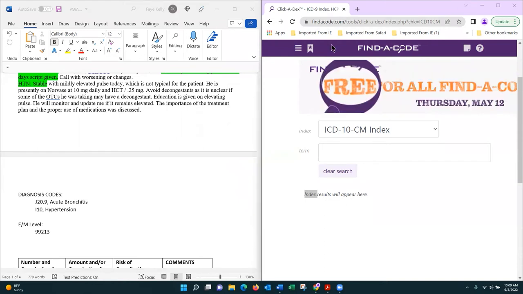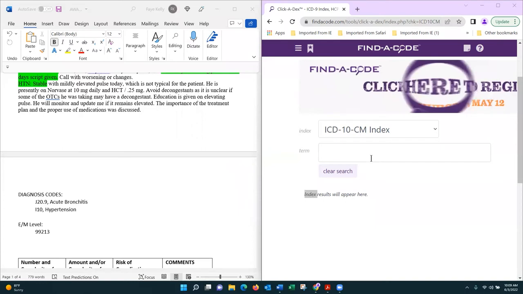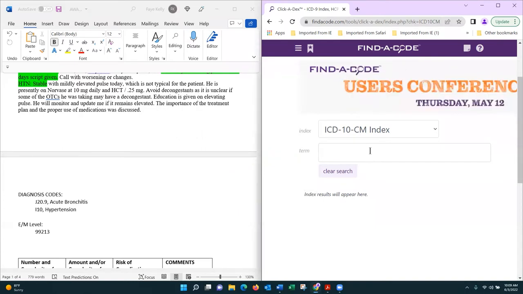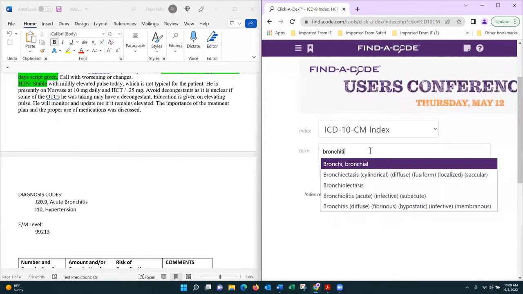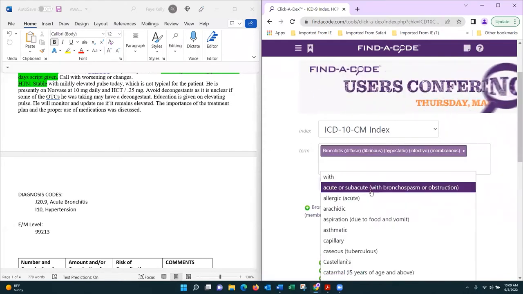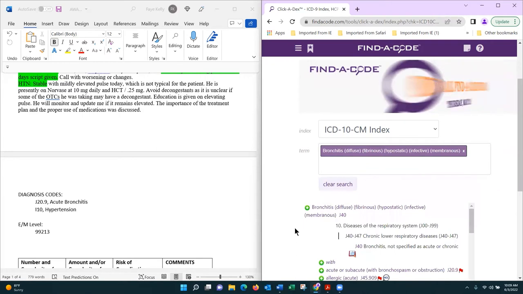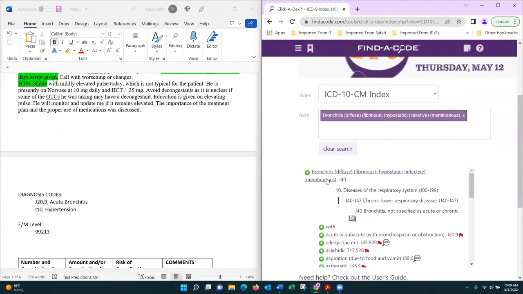I'm going to have to move. I had to move a little side tab here. So we want to look up bronchitis in our Find a Code. And when we look up bronchitis and we drill down, we find acute bronchitis, J20.9.